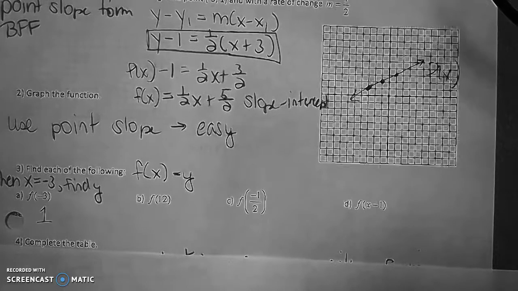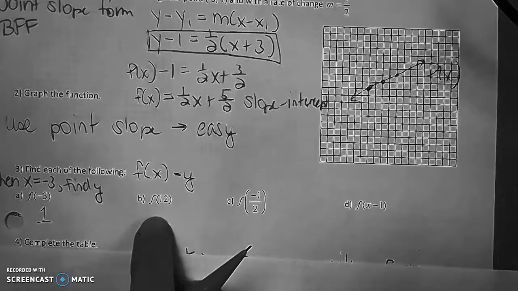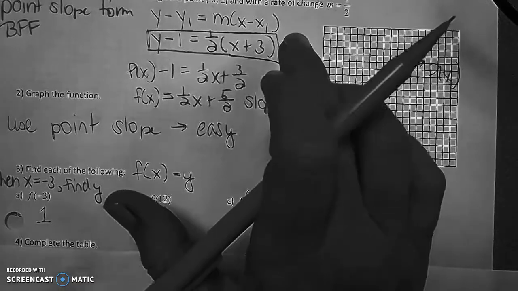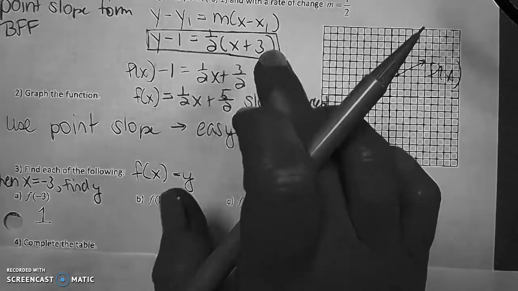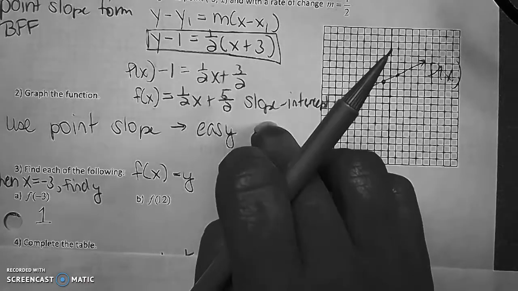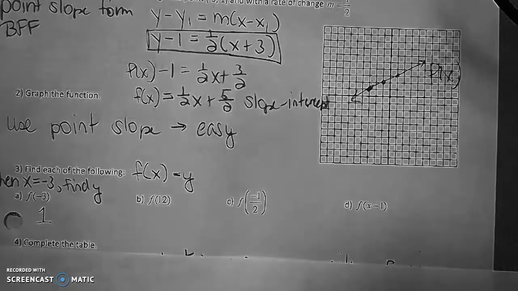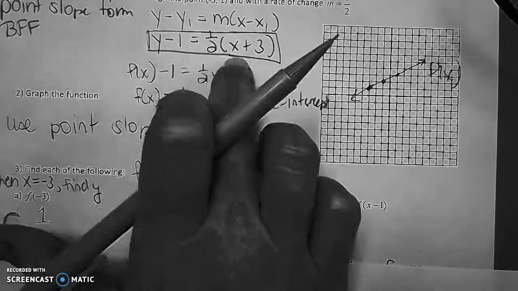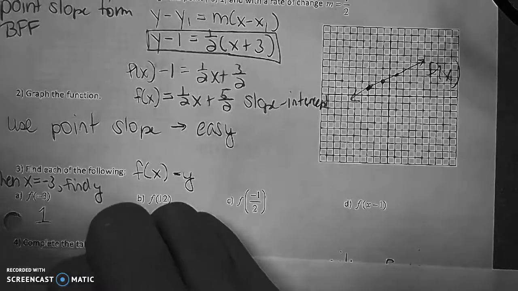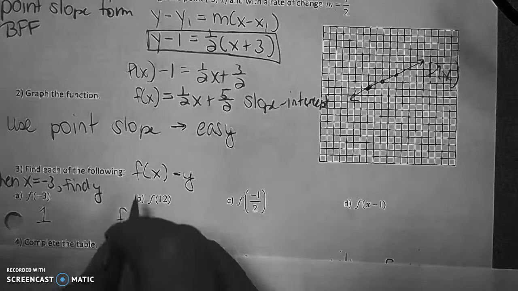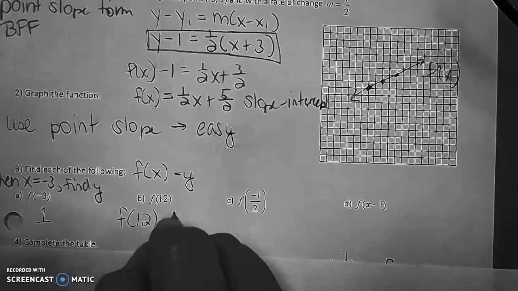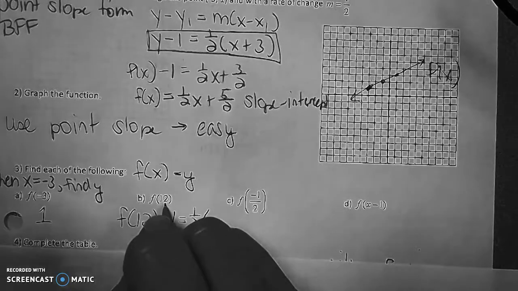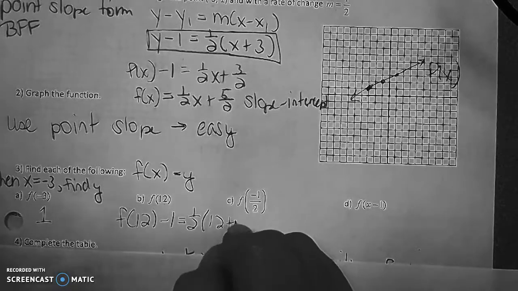So instead, I'm going to come back, and I'm going to plug 12 in for x. I can use point slope form, I can use slope intercept form, it does not matter. Just for this particular problem, let's use point slope form. So I'm going to use the proper notation. Instead of y, I'm going to say f of 12 minus 1 equals 1/2. This is telling me every time I see an x, I need to plug 12 in.